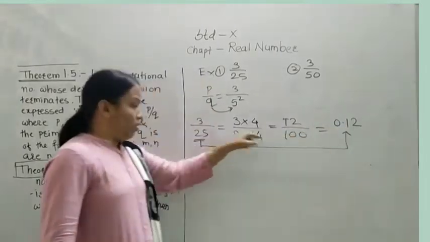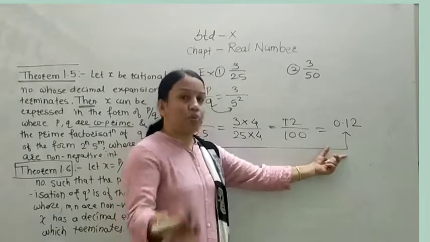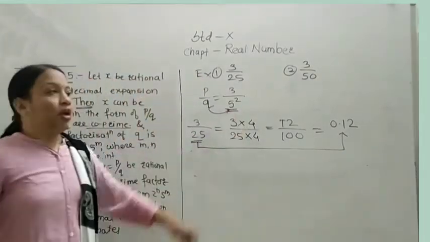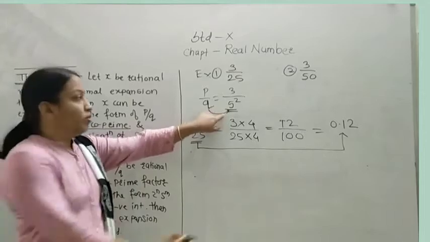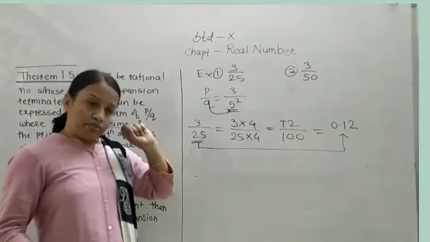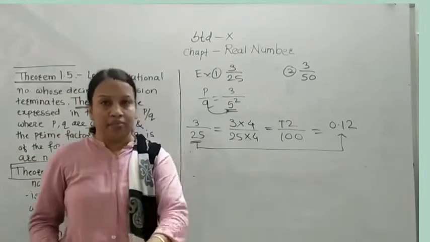Now this rational number p by q form, when in the decimal expansion it is terminating. So rather than doing all these things or the previous division method, you can just observe its denominator. If the denominator has the form 5 raised to power something, then that will definitely terminate.